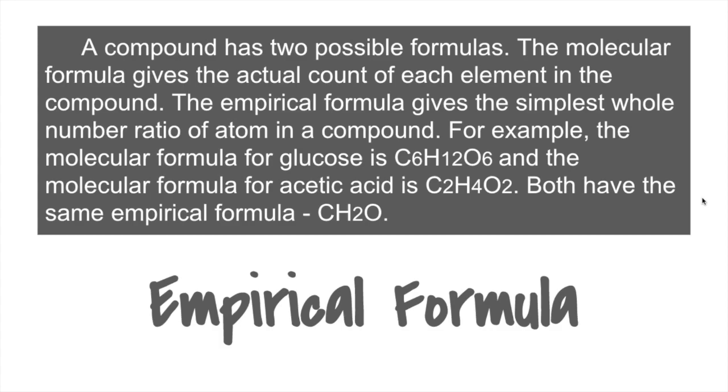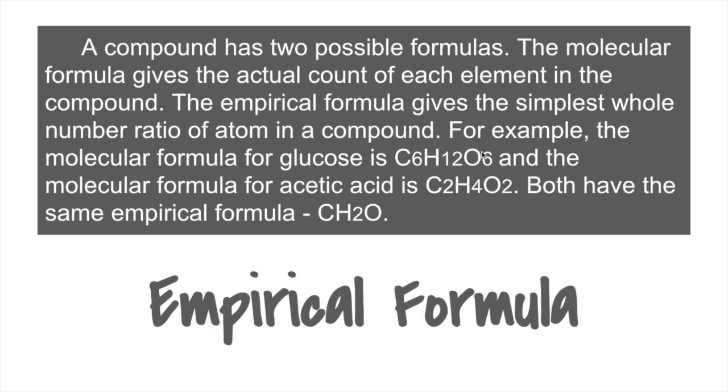This activity focuses on empirical formula. So a compound has two possible formulas. It has the molecular formula, which is what we are most familiar with. It's the actual count of each element in the compound. For example, CO2 tells us there's 1 carbon, 2 oxygen. For sugar, glucose, C6H12O6, it's telling us that there's 6 carbon, 12 hydrogen, and 6 oxygen.